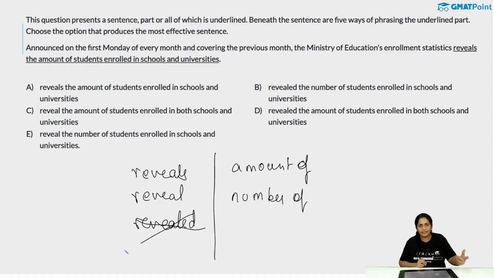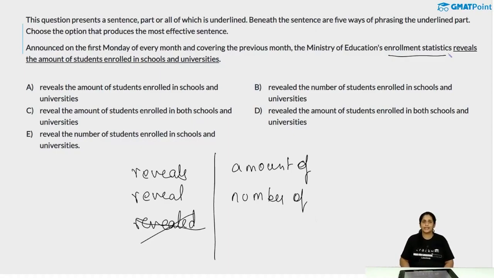Now, between reveals and reveal, this is basically the difference between singular noun and plural noun. If the subject is singular, you should use reveals. If the subject is plural, you should use reveal. So in this case, what is the subject? Enrollment statistics is the subject. Enrollment statistics essentially indicates a bunch of numbers.